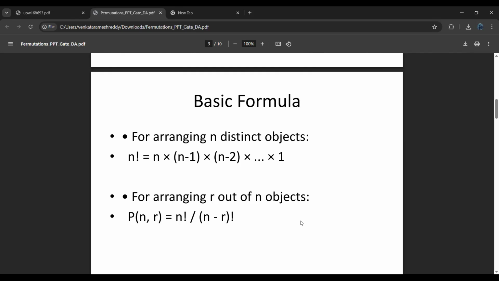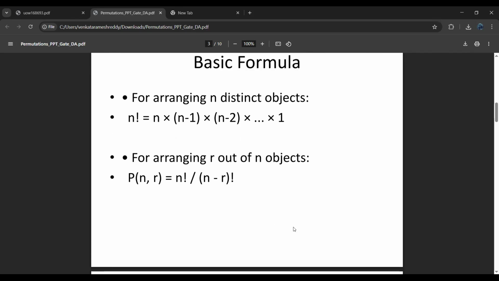Suppose you have n objects, and out of n objects, if I want to arrange r objects, how many arrangements are required? That is nPr. So out of n, we are arranging r. That's why the formula for permutation is nPr, written here as P of n comma r. nPr is equal to n factorial by (n minus r) whole factorial. So we can write this nPr as n factorial by (n minus r) whole factorial. That is the basic formula for permutations.